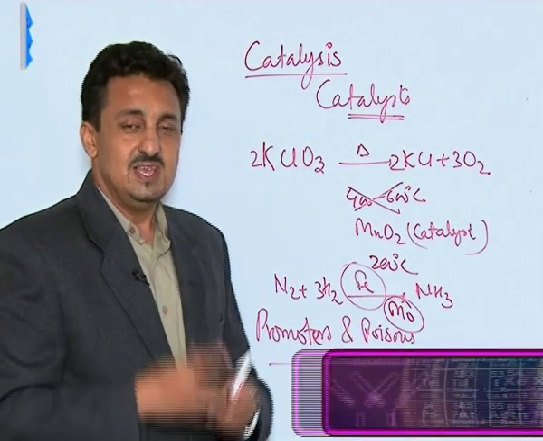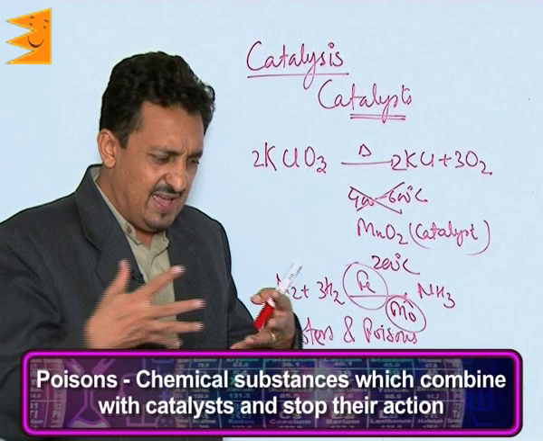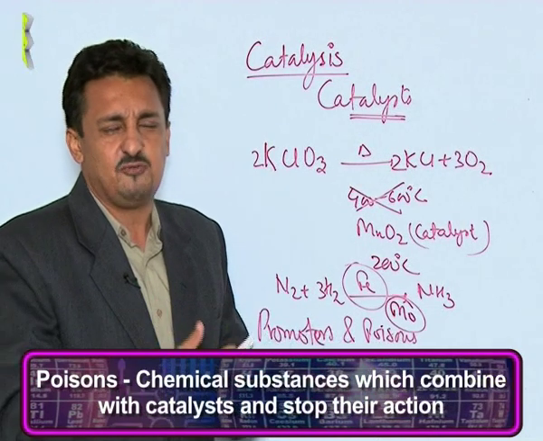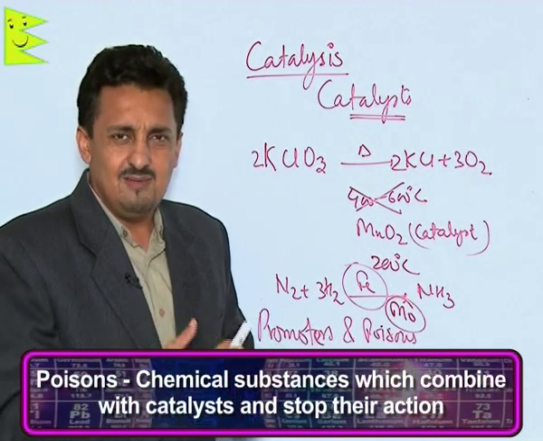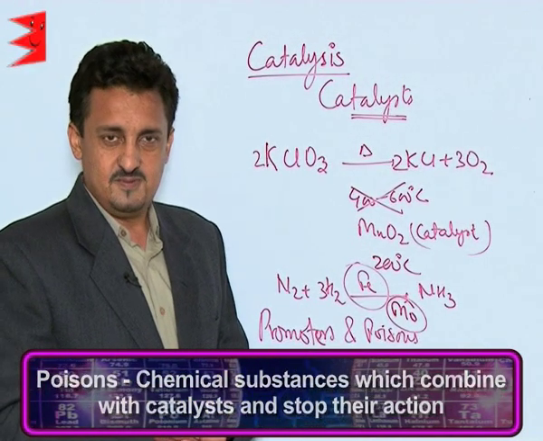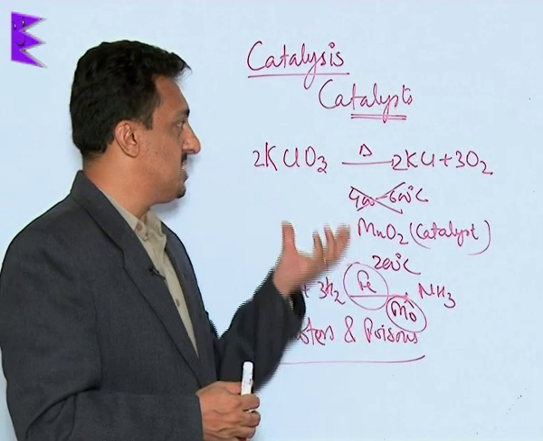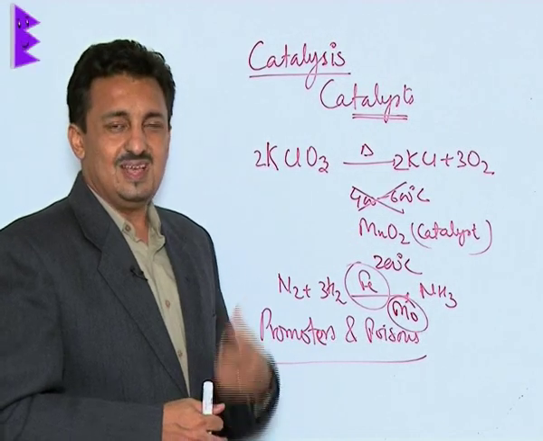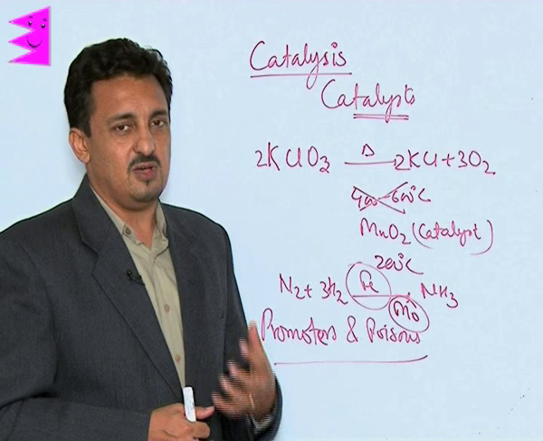And what are poisons? The chemical substances which combine with these catalysts and stop their functioning, and don't allow them to function or alter the rate of the reaction, are called poisons. So these are the few terms which we need to know. Now let us first understand the types of catalysts.